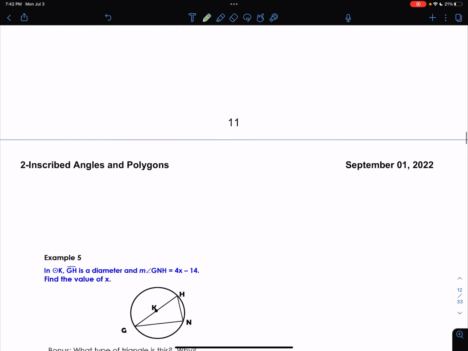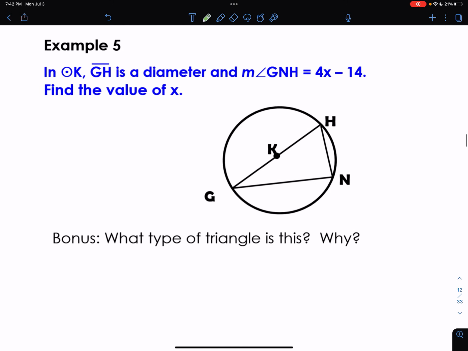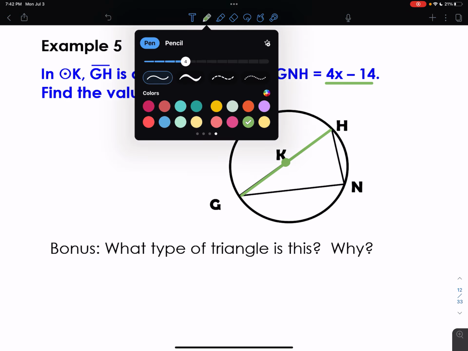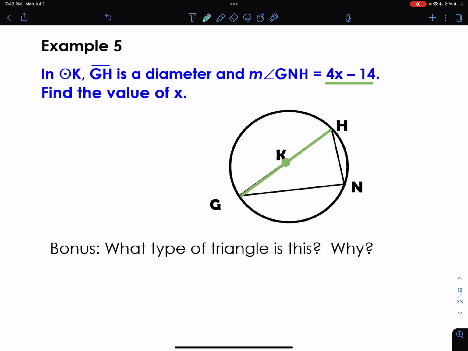Let's take a look at how we might use that. In circle K, GH is a diameter, right? And the measure of angle G and H is 4x minus 14. Find the value of x. All right. Well, since we know that this is a diameter, even without that property, we could figure out that this was a right triangle. And let's see how. Since this is a diameter, I know that all of this is a semicircle.